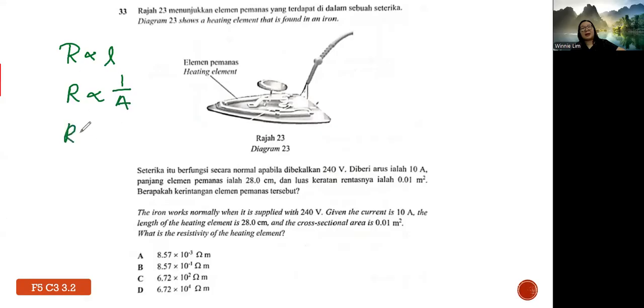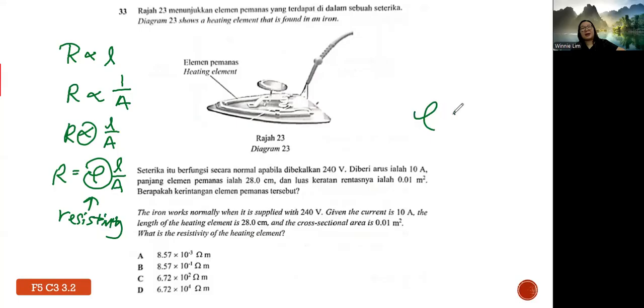Then we combine this equation, L over A. Then we change the sign, we will have R equal to a constant. This constant, we name it rho, times L over A. This is referred to as resistivity. Then they want to calculate, so I already know rho equals R times A divided by L. So read through the question and find out all the given quantities. They give me voltage, current, length L, and A. The equation does not have R.